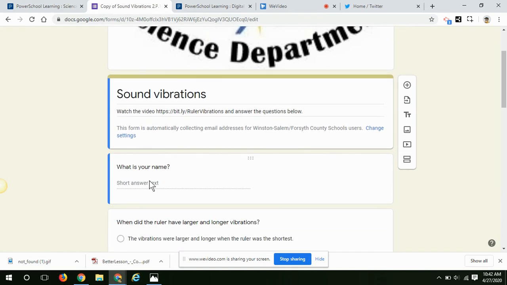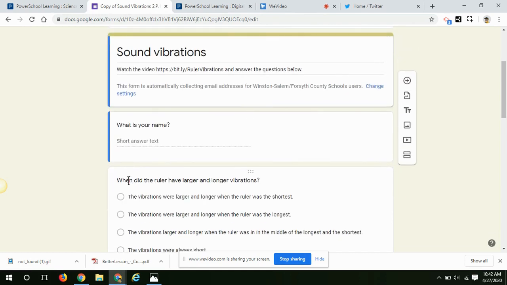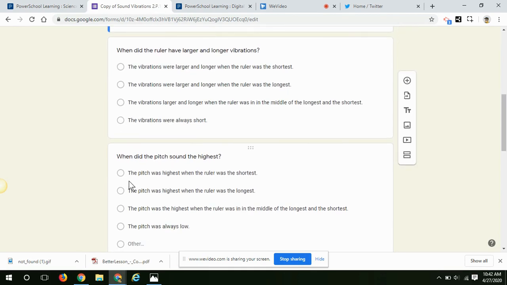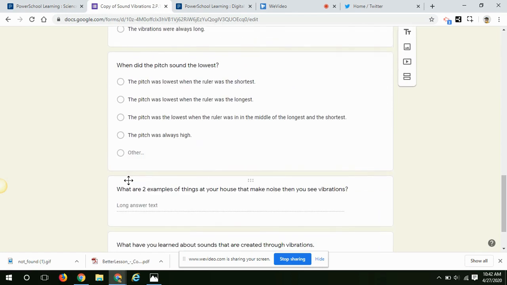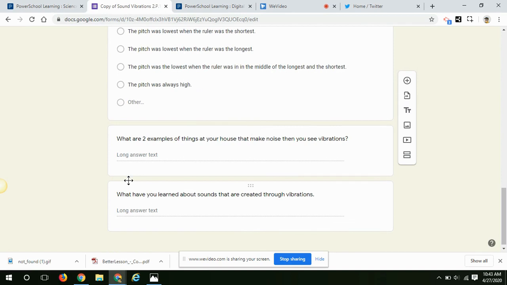The first question says to type in a short answer. That is to put in your name. I always put the first one on there as your name, because that way you know who has submitted things to you, and then some questions go in there. These questions are answered in the video. We get a chance to figure out and connect to how we make the highest pitches, how we make the lowest pitches, how the vibrations are larger, vibrations smaller, and then some responses. Give me a couple examples of things in your house that make noises when you see vibrations. What are some of the things that you're seeing?